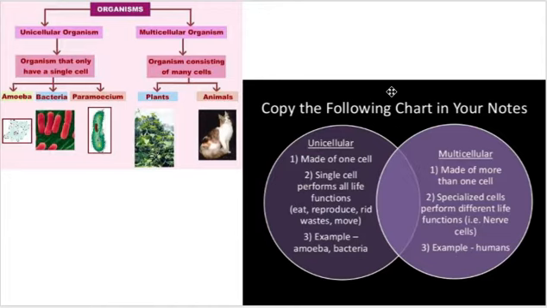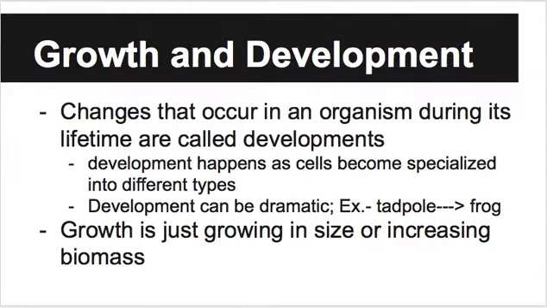Multicellular organisms are made up of more than one cell. So we have specialized cells that perform different life functions. We have different parts of us that move, different parts of us that eat, different parts of us that feel, like our nerve cells is the example there. And our example would be humans. So it's important to remember that multicellular organisms have specialized cells.